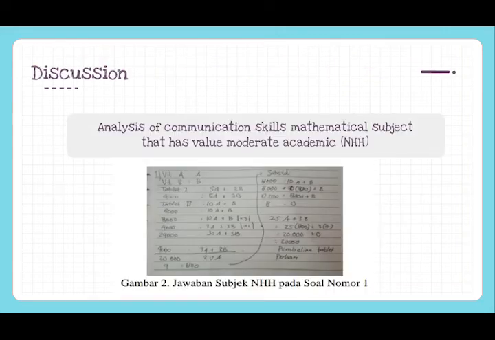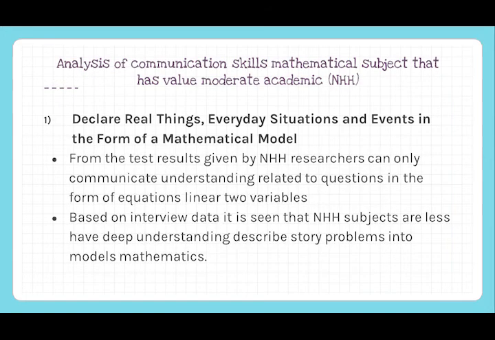Next, here is the subject's answer at number 1 presented in this research. In question number 1, which has been done by the subject, will represent three communication skill indicators. Mathematics is to express real things, everyday situations and events in the form of a mathematical model, reading with an understanding of a written achievement, as well as listening, discussing and writing about math, with detailed analysis as follows.